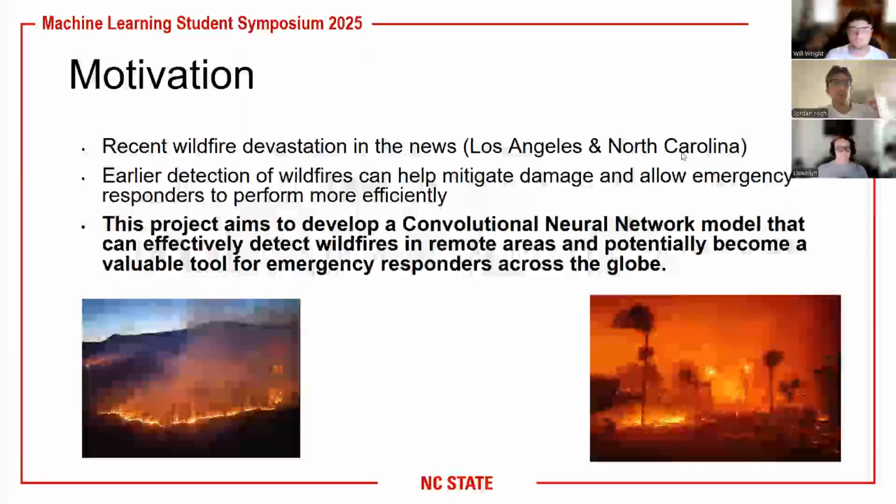So the motivation for our project is due to the recent wildfire devastation in the news, both in Los Angeles and in North Carolina. An earlier detection of wildfires can help limit damage and allow emergency responders to perform more efficiently. And our project aims to develop a convolutional neural network that can effectively detect wildfires in remote areas and hopefully become a valuable tool for responders across the globe.